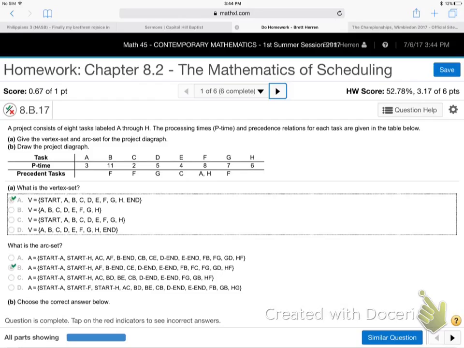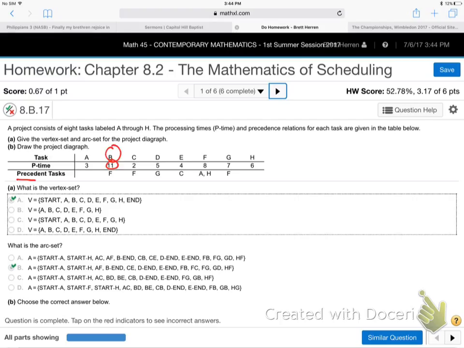Okay, so 8.2, here we go. A project consists of 8 tasks labeled A through H. Processing times are listed below. So this is some information about processing time. Task A takes 3 hours. That's what processing time means. So it's like a job. You know, getting the plumbing done takes 3 hours. Getting task B done takes 11 hours.